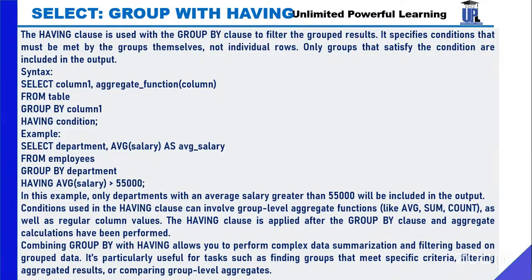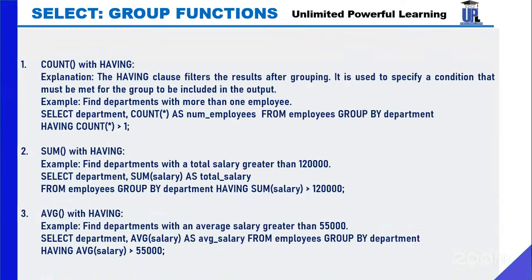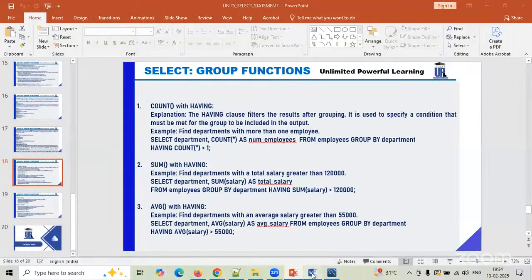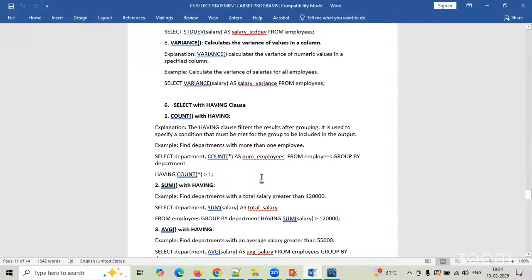Like the average salary of the department, if I wanted to apply something. So these are the best examples to do the count with having, sum with having. We can do those examples also for better understanding. So let me go there, understand this. Okay.